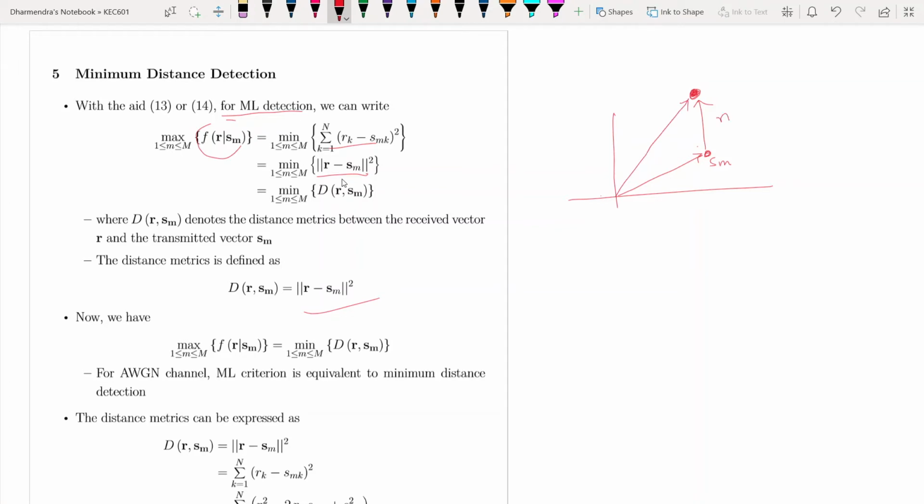So this is noise, this is this. So this is the received vector. If you are subtracting vector r minus Sm, this is the distance between them. So we want to minimize this distance. For AWGN, the ML criterion is equivalent to minimum distance detection. So ML detection is also known as minimum distance detection.